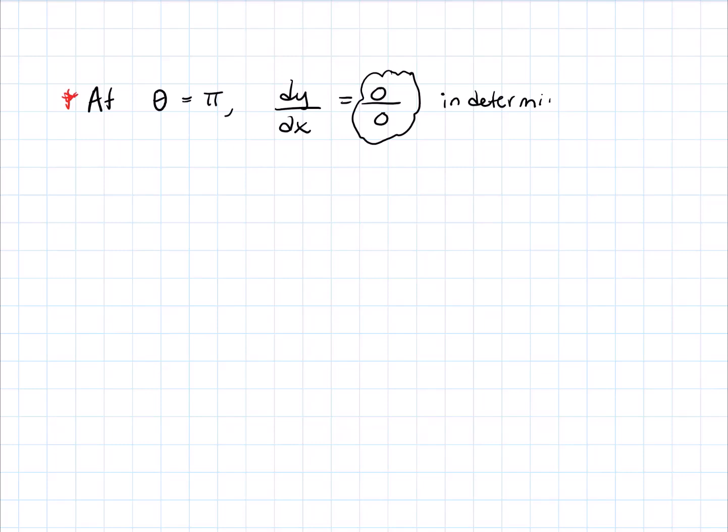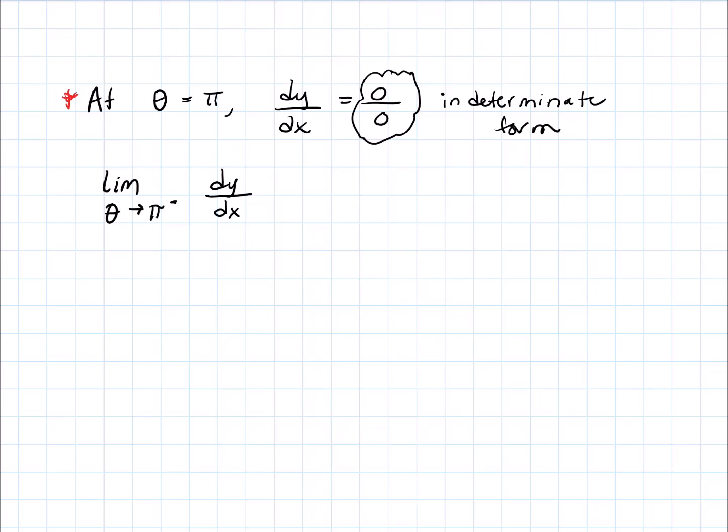So this is an indeterminate form, and we're going to have to actually use a limit. So we're going to take a look at the limit. We'll have to actually look at it from both sides because it might be different on either side, but the limit as we approach pi from the left of dy dx. So as we're letting theta approach pi, so coming from, say, pi over 2 and moving forward towards pi.